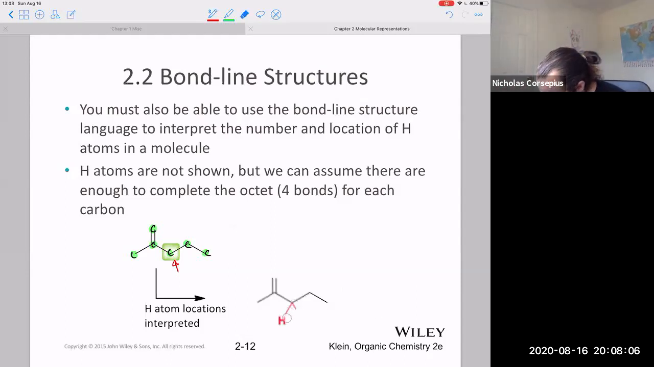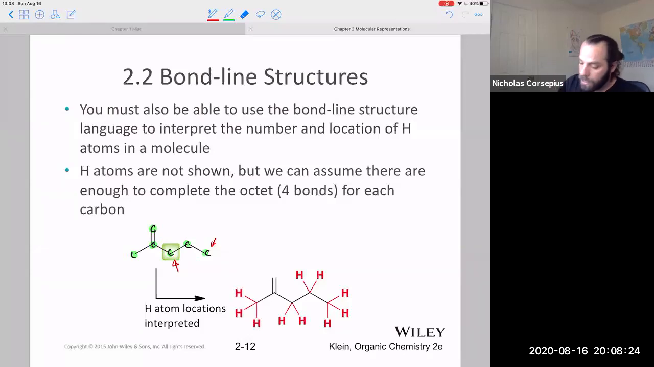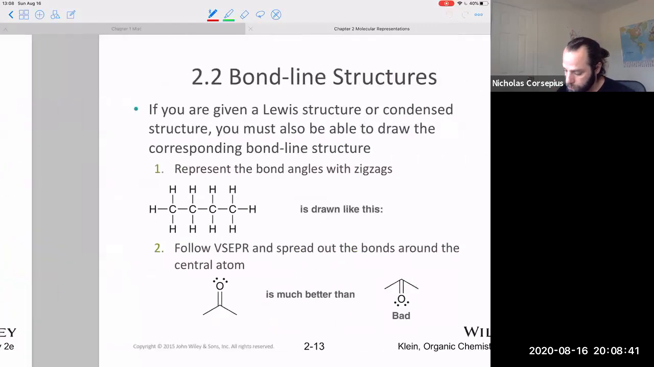So focusing on this carbon here, that would have 2. Likewise, this other carbon, that would have 2. What about this terminal carbon? How many is that going to need? Right? Each one of those terminal carbons is going to need 3 hydrogens to complete their octet. And what about my double bonded carbon up at the top here? That also is going to need 2. Okay, so the position of the hydrogens is implied in these bond line structures as well, carbons and hydrogens.